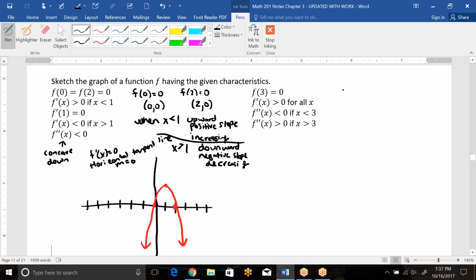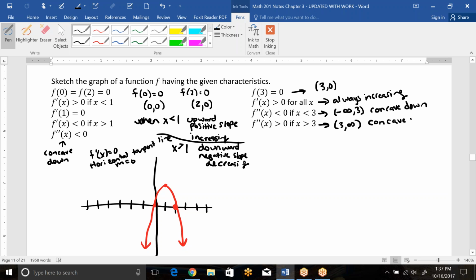It says f of 3 equals 0. So again, that's like an ordered pair, 3, 0. F prime of x is greater than 0 for all x's. So that means we're always increasing our graph. F double prime of x is less than 0 if x is less than 3. So that means from negative infinity to 3, we're concave down. And from greater than 3, we're going to be having a second derivative that's positive or greater than 0. So from 3 to infinity, we're going to be concave up.